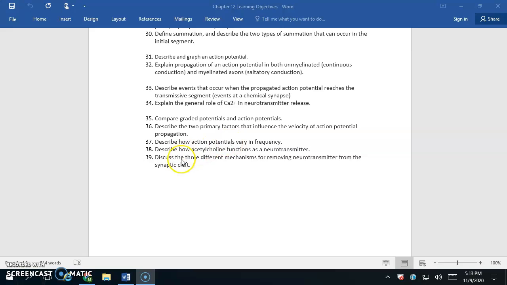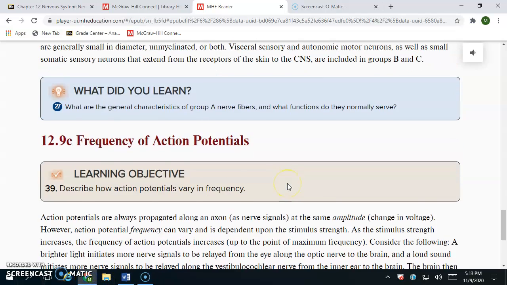And then the next objective is how action potentials vary in frequency. So let's head to that part of our textbook.